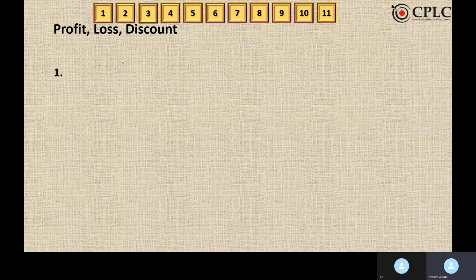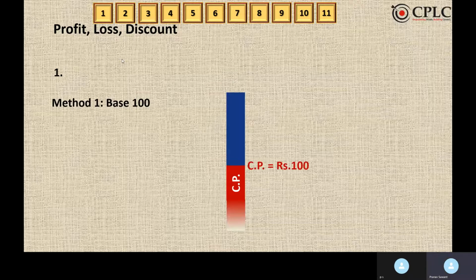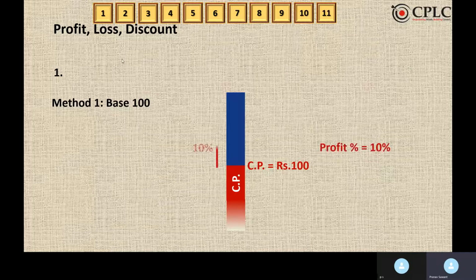So let's start with the first method, that is by assuming base as 100. If base is 100, this means cost price is equal to 100 rupees. 10% profit. So 10% of 100 is 10 rupees. So profit is 10 rupees, cost price is 100. We will get the value of selling price, that is 110.